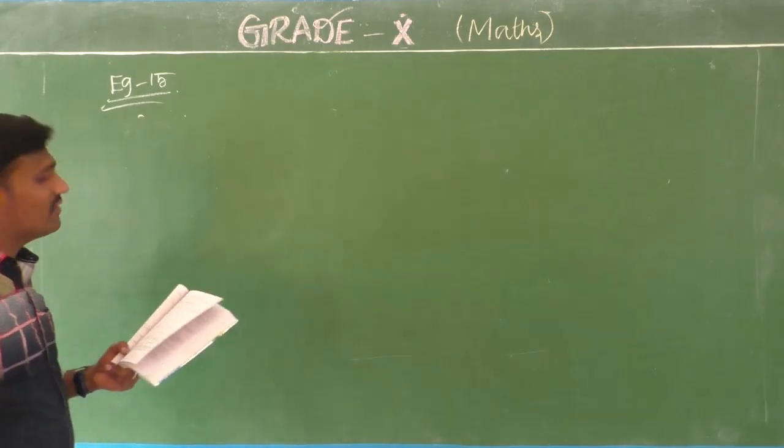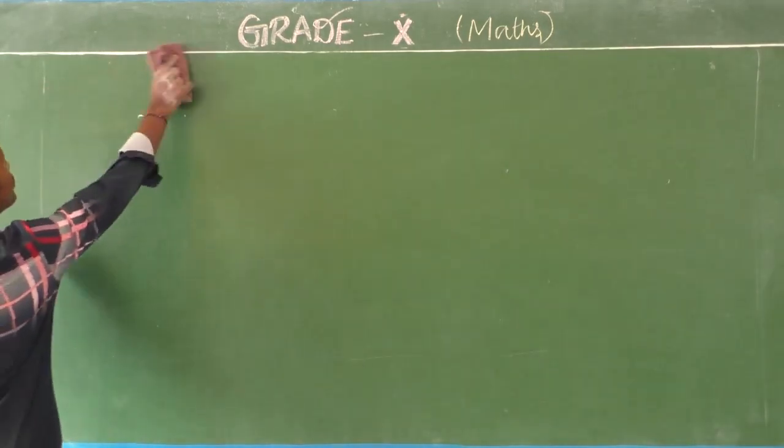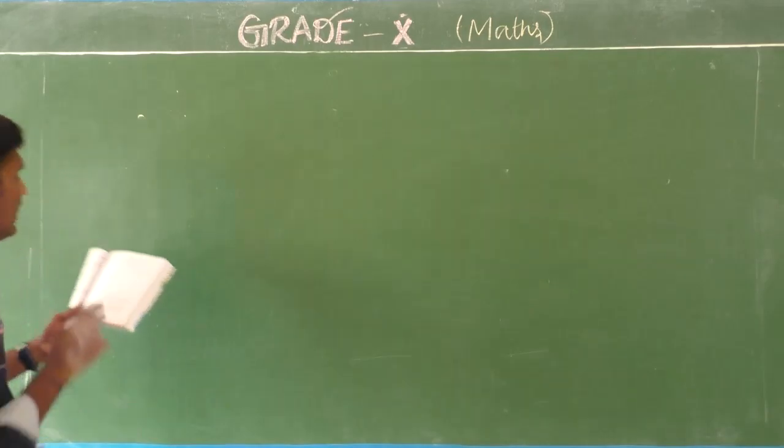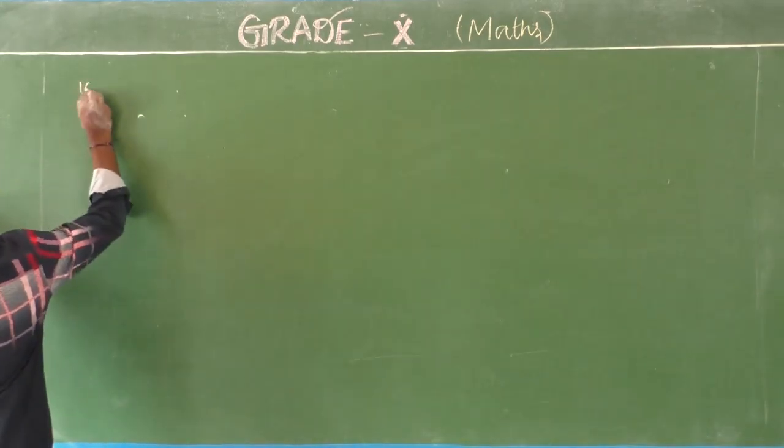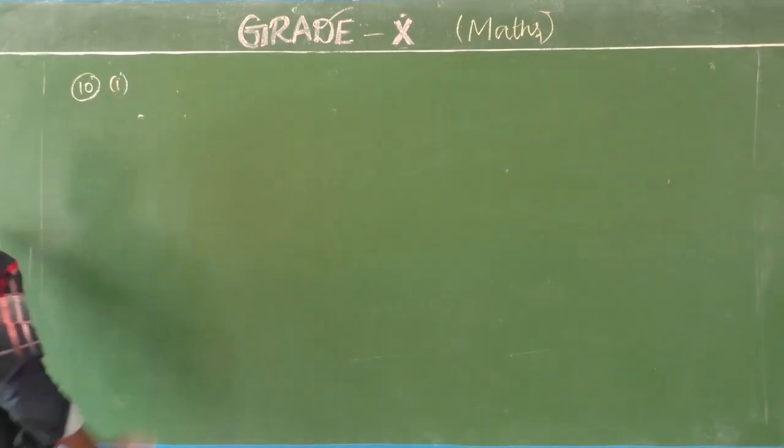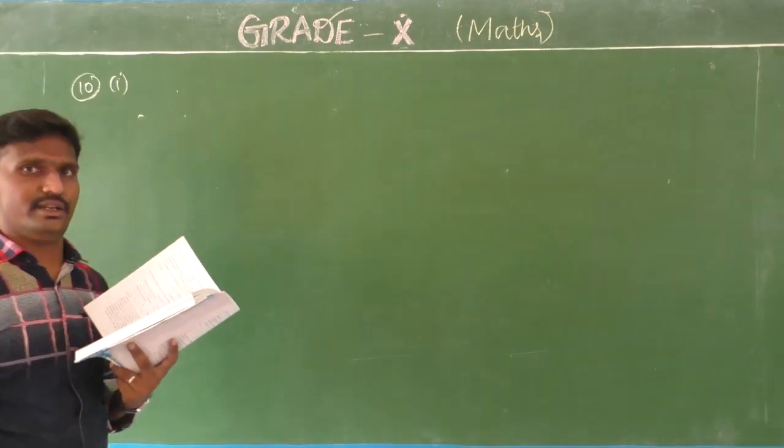Example 15 also has the same pattern. So try the example question yourself using your book. The exercise answer I will give you, 10 to 1. The first question I am teaching you, and the second question you try yourself.